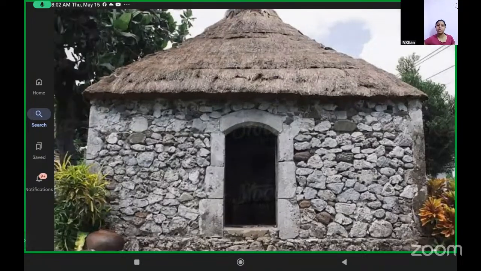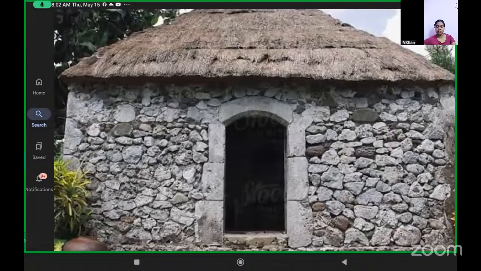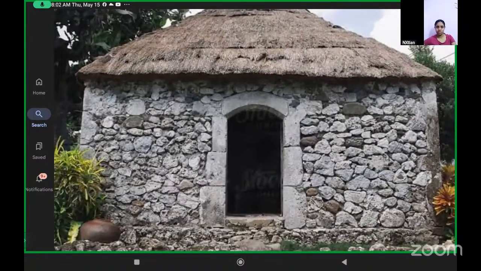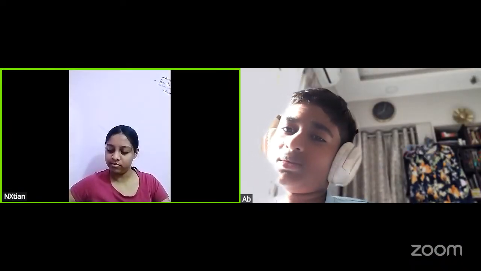You must have seen such houses also, right? Which are quite old. They are made up of stone. But this actually looks very nice. It looks nice, yes. Then I'll show you one made up of marble.